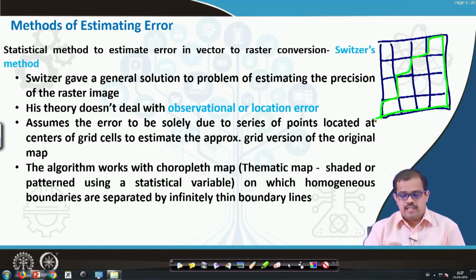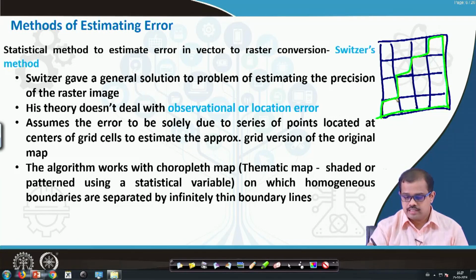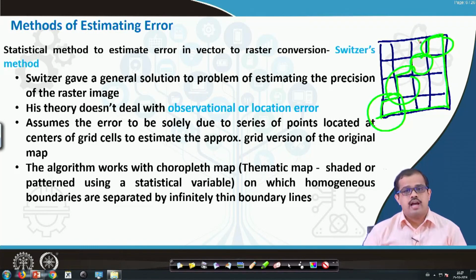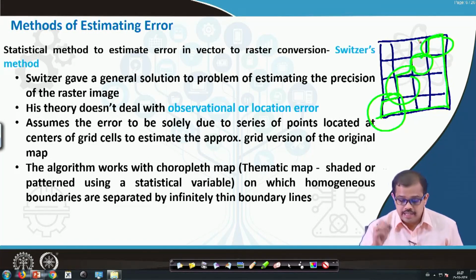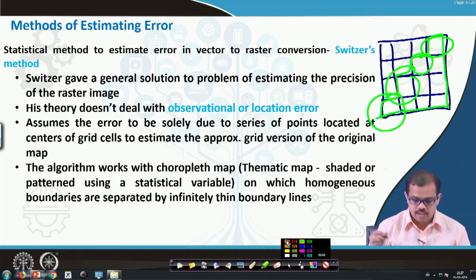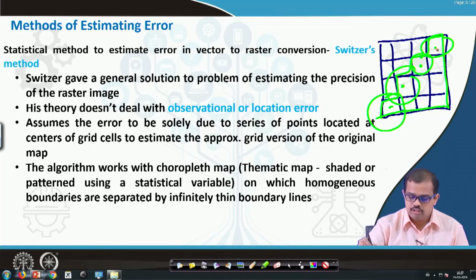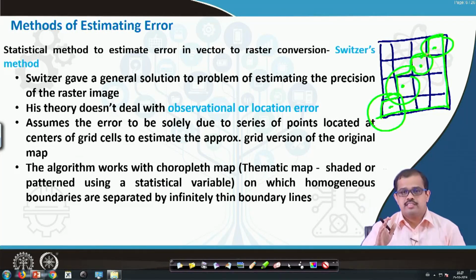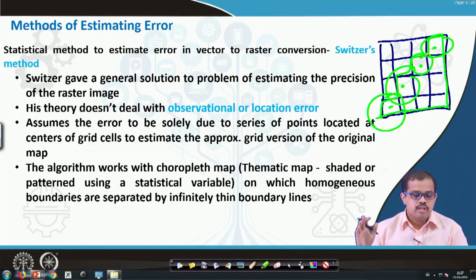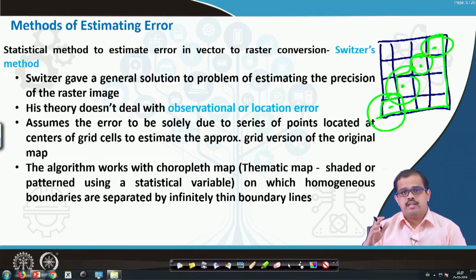Now what it means is that it does not consider the position or the location where it is actually located in the entire grid, but considers only the approximate center values here, and looks at how good it is, whether it is displaced or in the estimated location, that is correct or not. So Switzer's method is more an approximate method than an extremely viable method for assessment of the error.